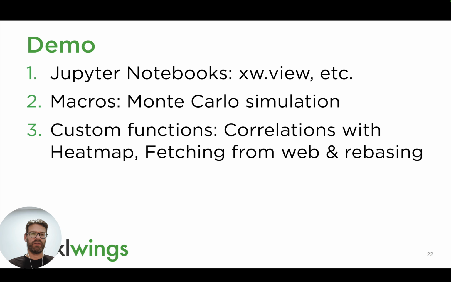I'm going to have 3 different sections. The first one is I'm going to show you the classic version of xlwings with a Jupyter notebook, just to help you understand how you can manipulate Excel from Python. And then the second one is, let's go through macro functionality. We want to click a button and then make something happen, and we're going to use a Monte Carlo simulation for that one. And then in the third part we're going to use custom functions, and you can get a feeling for how that works.